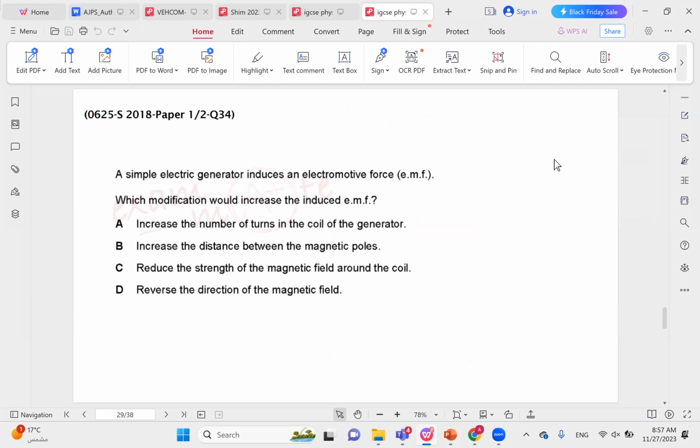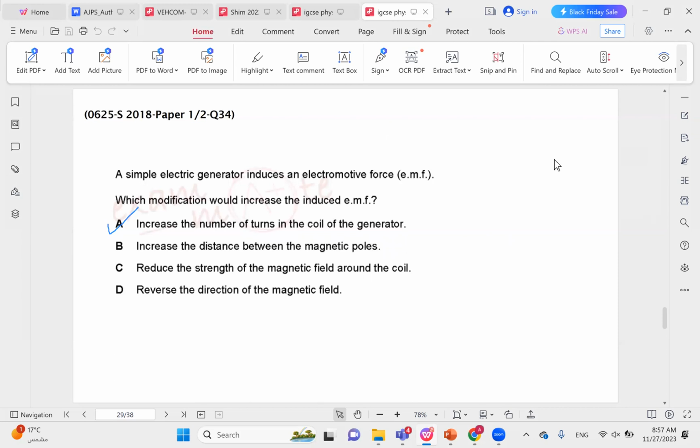A simple electric generator induces an electromotive force, EMF. Which modification would increase the induced EMF? Increasing the number of turns in the coil of the generator would definitely increase the generated electricity. If you have more turns of wire, you have more interaction between the wire and the magnetic field, so you have more current in the wire.